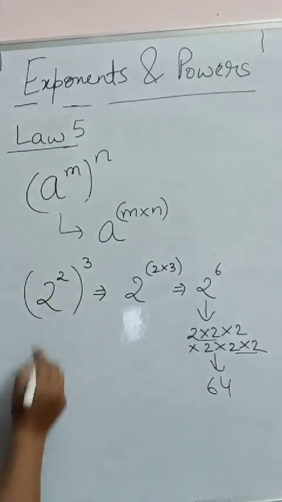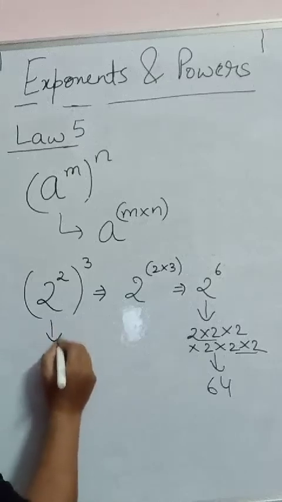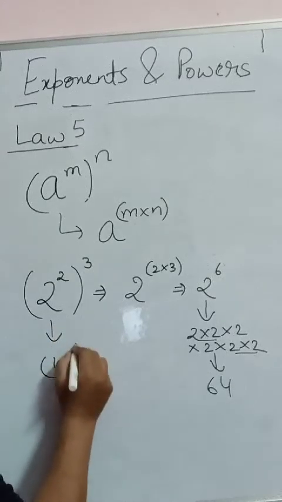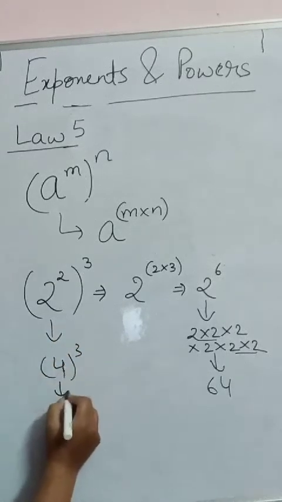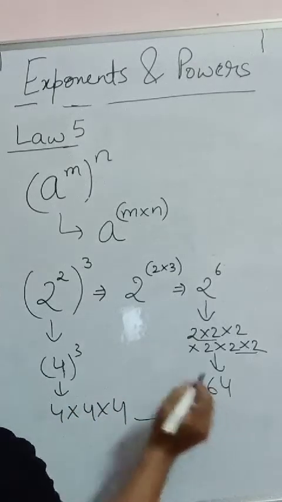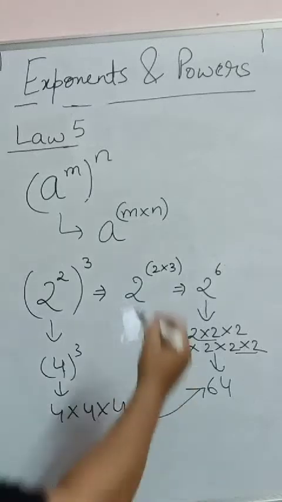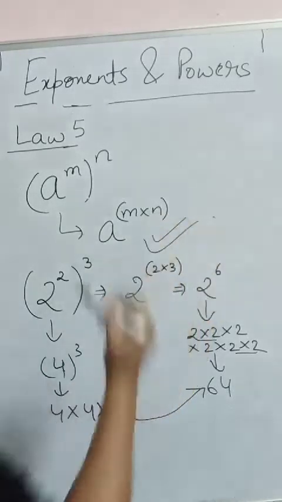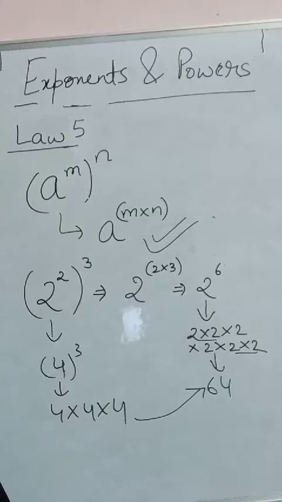Let us try out this. 2 to the power 2 is actually 4, and 4 raised to the power 3 means 4 into 4 into 4. What does that equal to? It is equal to 64. So it proves the fifth law also. So there are 5 laws given in your textbook. You have to go through it in order to solve the given exercise.